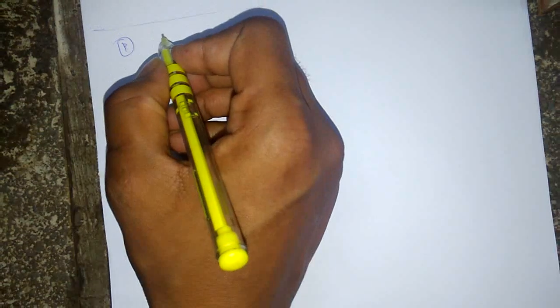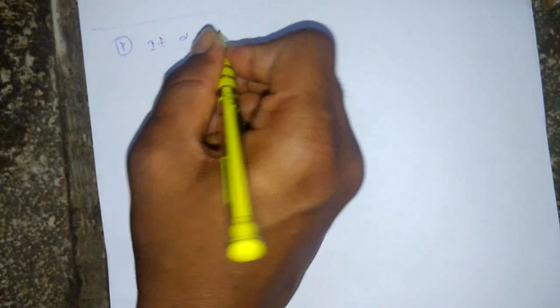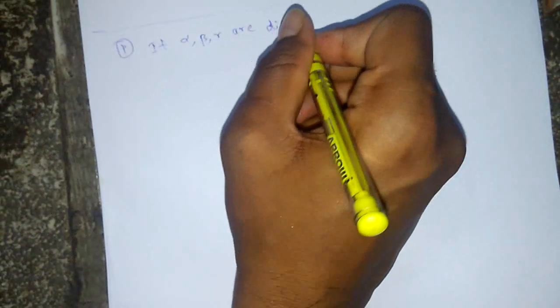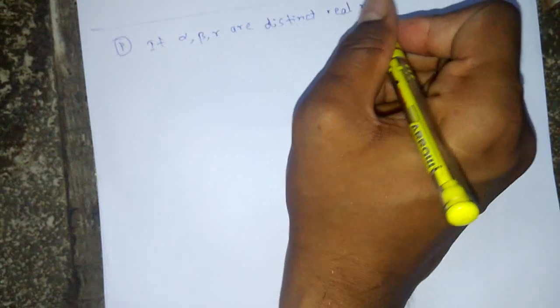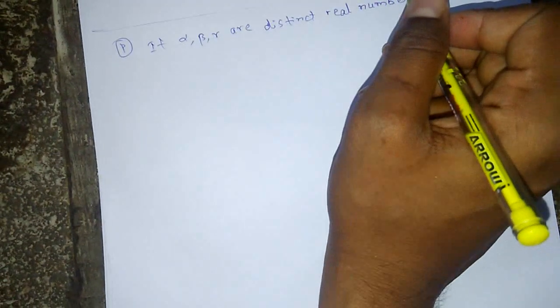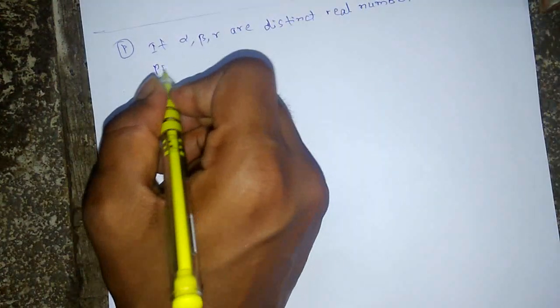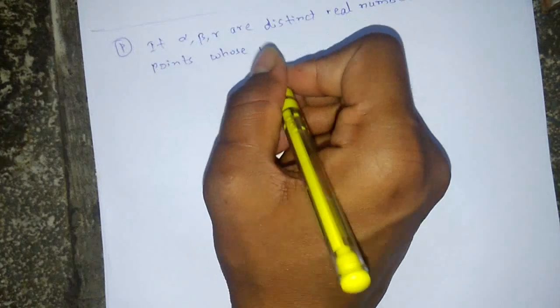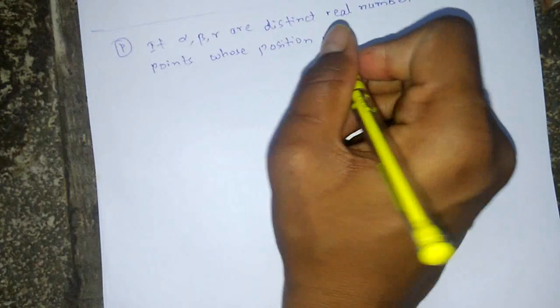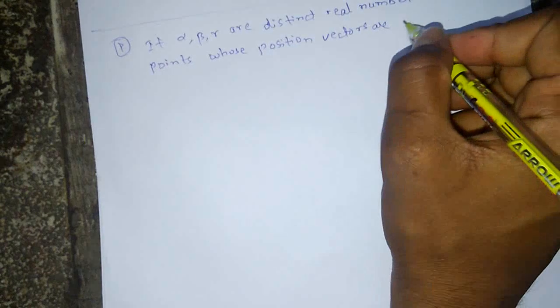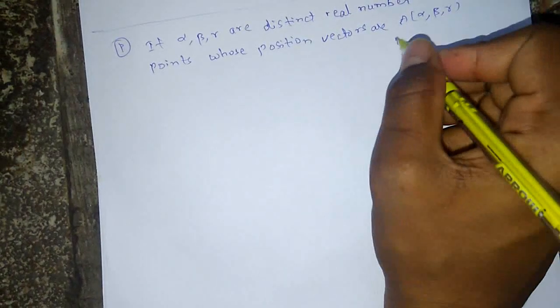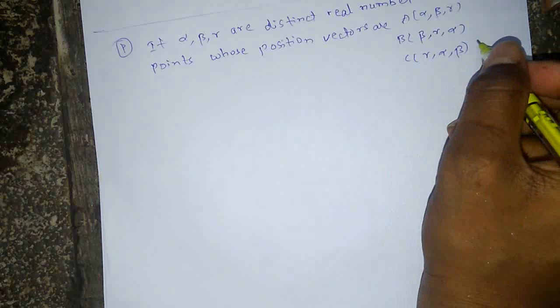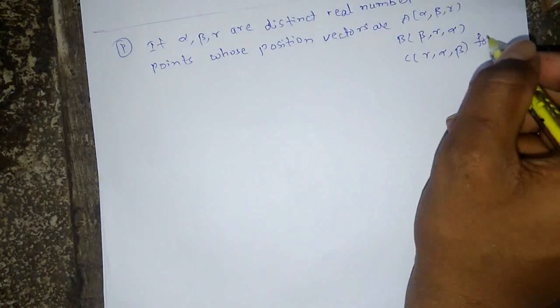Our next problem is, if alpha, beta, gamma are distinct real numbers, then points whose position vectors are A: alpha, beta, gamma; B: beta, gamma, alpha; C: gamma, alpha, beta, form what? That is the question.